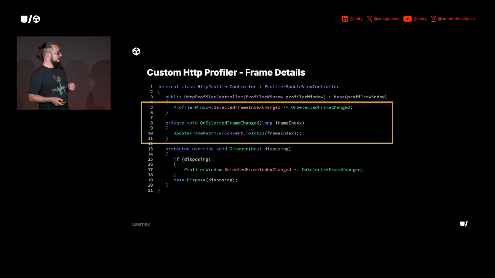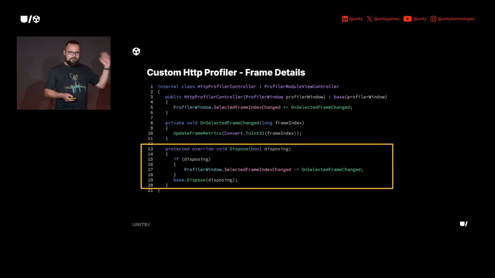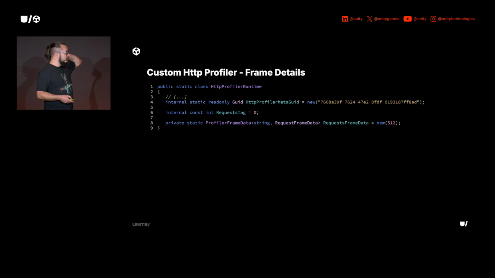In your view controller, you basically hook it into the selected frame index change. So every time the user selects an index, you get that callback back. Again, please dispose the stuff. The profiler is in native realm. Dispose everything, or you will have a very, very nasty memory leak.